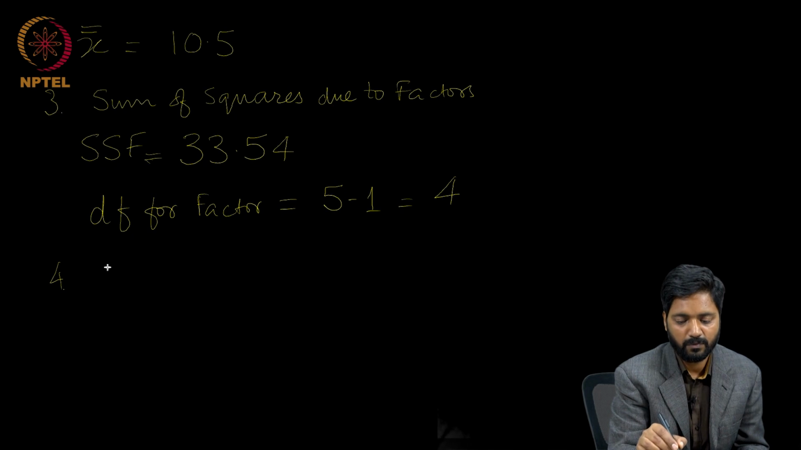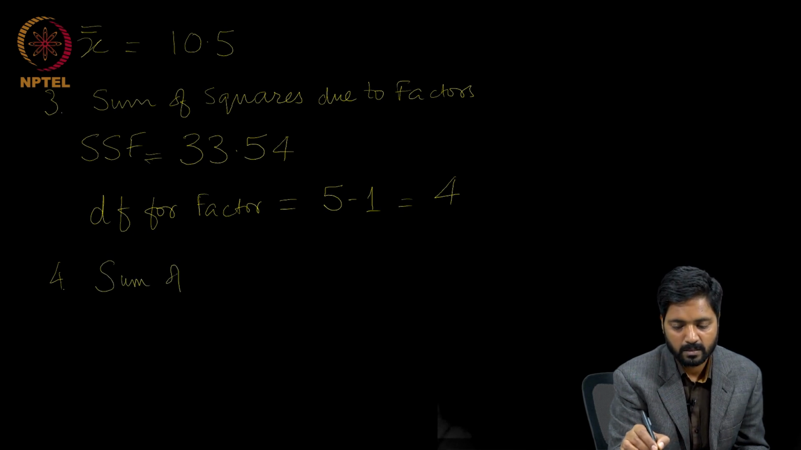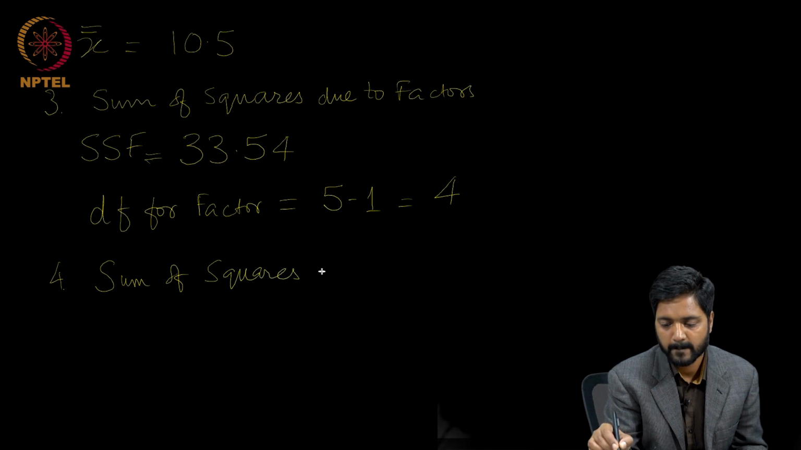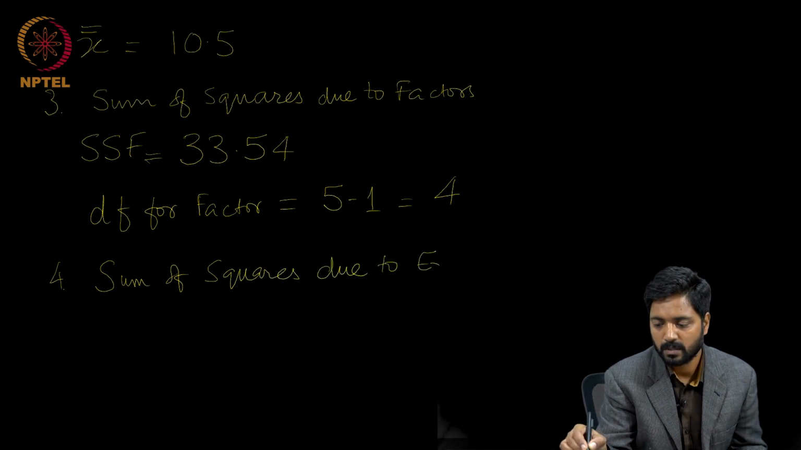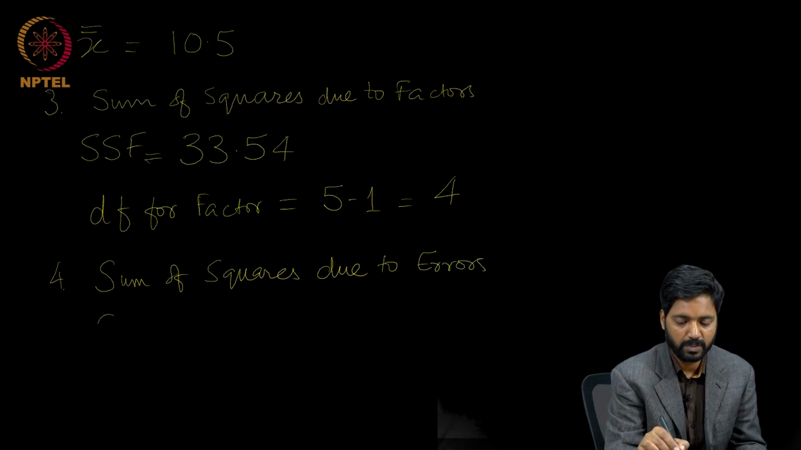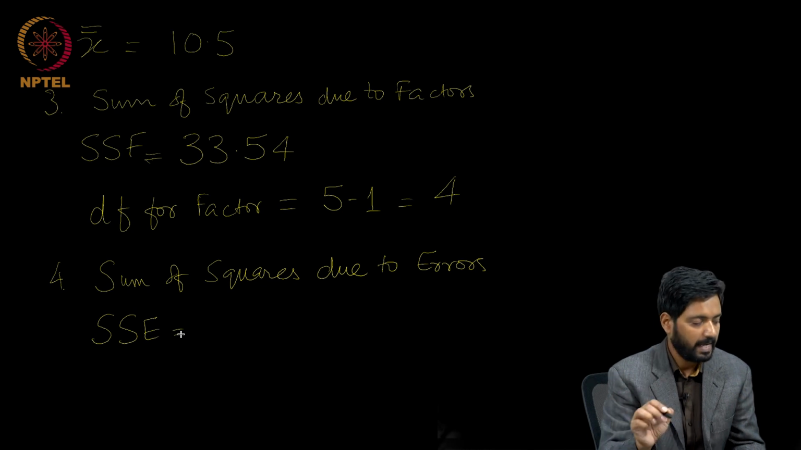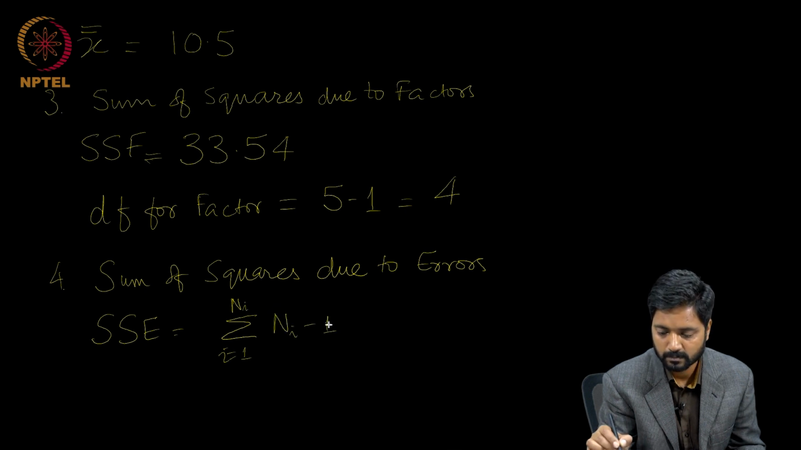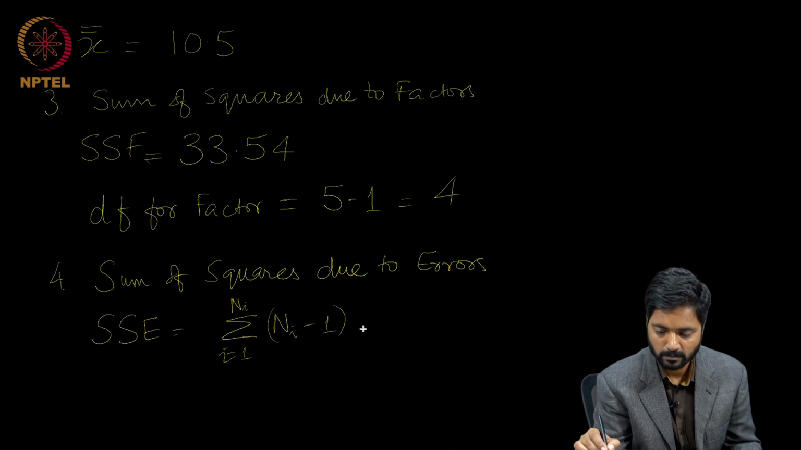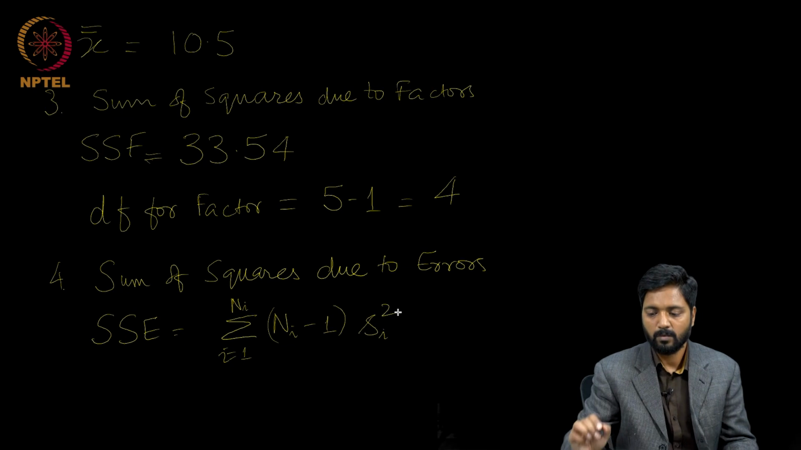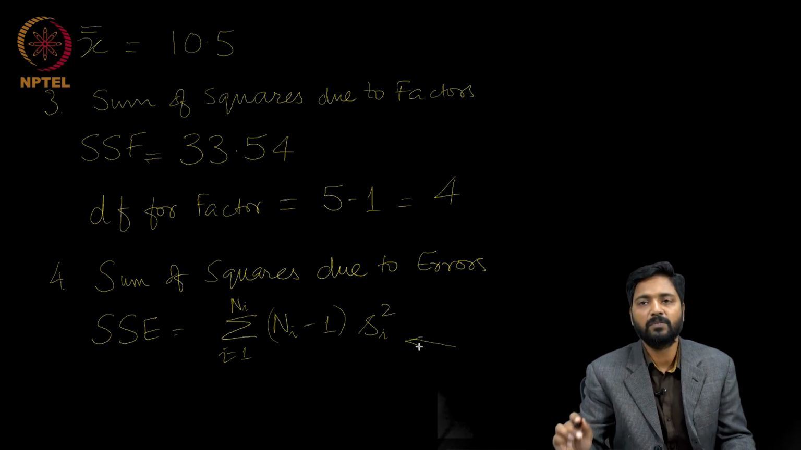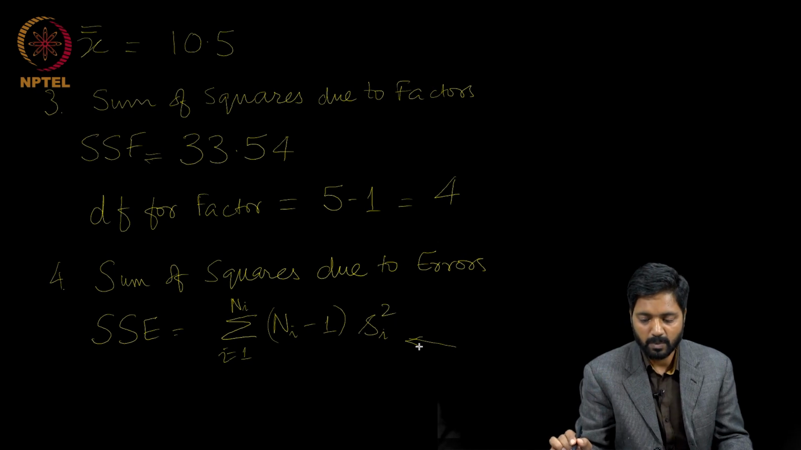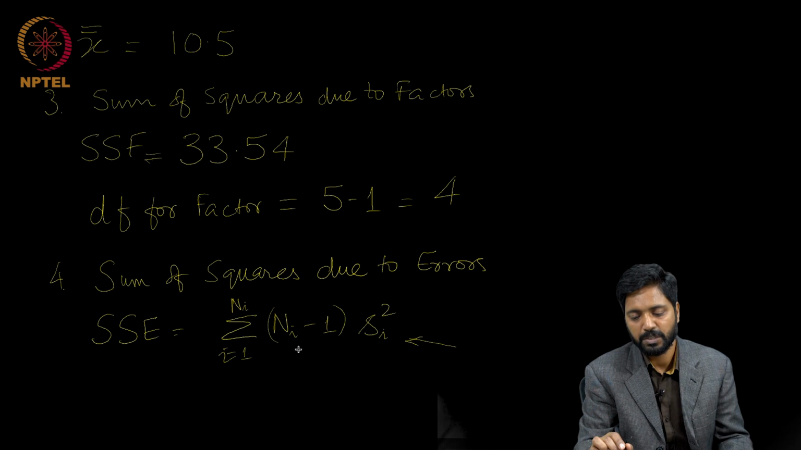As the next step, we calculate the sum of squares due to errors, which we denote as SSE, and SSE we have figured out is nothing but the standard deviation squared, which is variance for individual groups, multiplied by the degrees of freedom within each group.